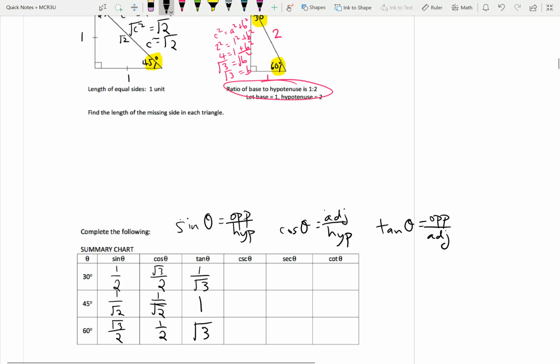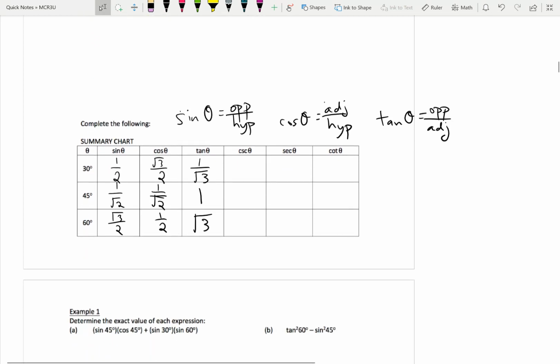Okay, now having this filled out halfway is already good enough, because for my other ratios, my cosecant is 1 over sine. I know that secant is 1 over cos, and I know that my cotangent is 1 over tan. So all I'm really doing when I put these different ratios into my secondary trig ratios is just flipping them, right?